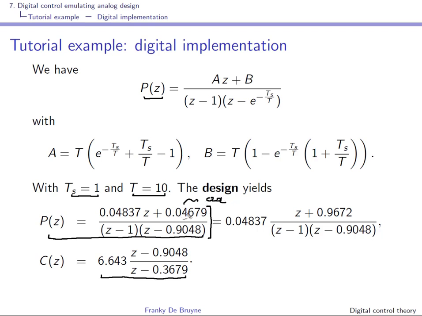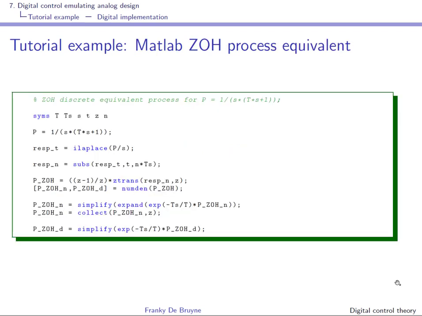So this will obtain directly this expression, and I will show you now that the exact expression as a function of Ts and T can also be obtained by Matlab using the symbolic toolbox. This is the way to go in Matlab using the symbolic toolbox. So you first have to define all the variables as symbolic. This is the process, this is the step response in the Laplace domain. You take the process times 1 over s.